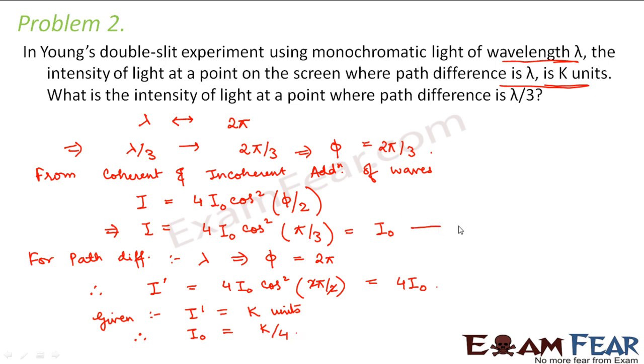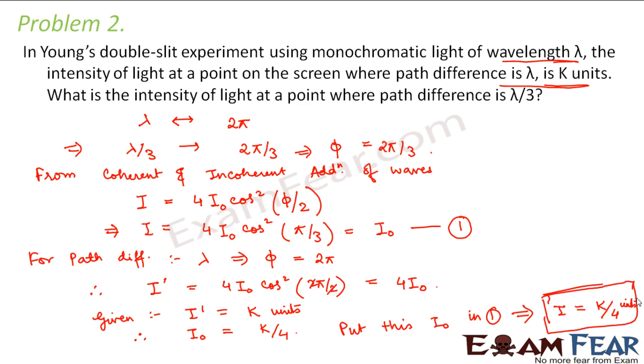Now, this was my equation 1. Put this value of I naught in equation 1. So what do we get? We get I is equal to k by 4 units. So this is my answer. See, here I have directly used the result which we have obtained from coherent and incoherent addition of waves. So you can also make use of these results.